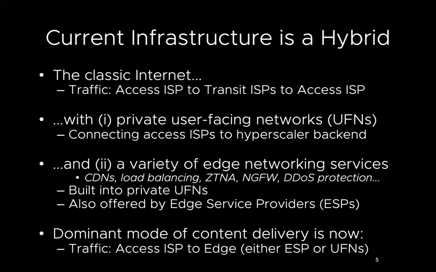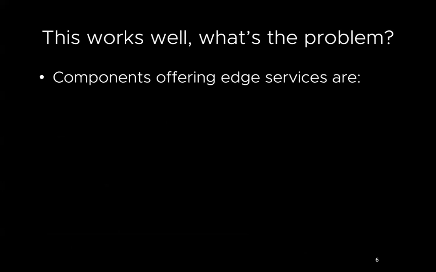As a result of these changes in the infrastructure, the dominant mode of content delivery is now going directly between access ISPs and the edge, where an edge service can be provided by a UFN or an ESP. This is a huge change in the infrastructure, and it provides much better performance than the classic Internet. This works well, so what's the problem? The problem is about the ecosystem as a whole.